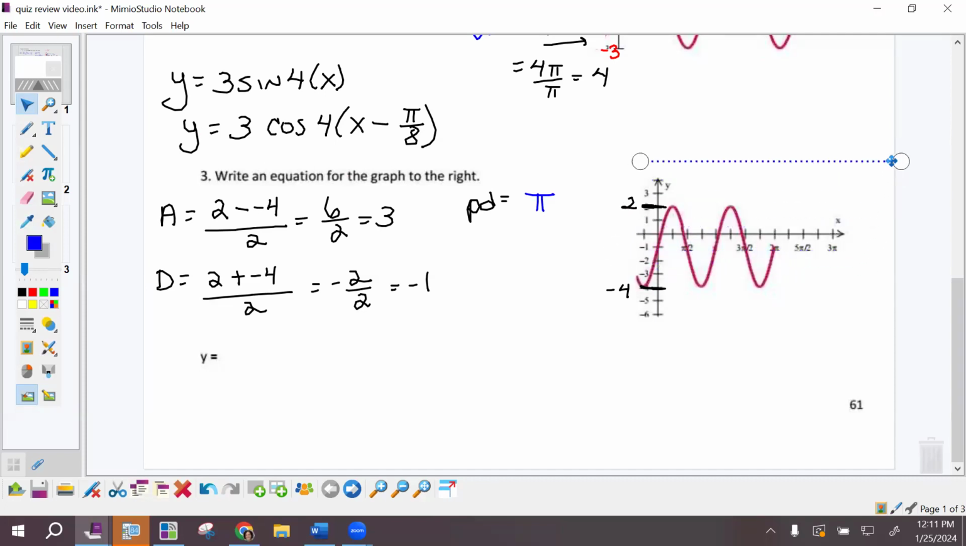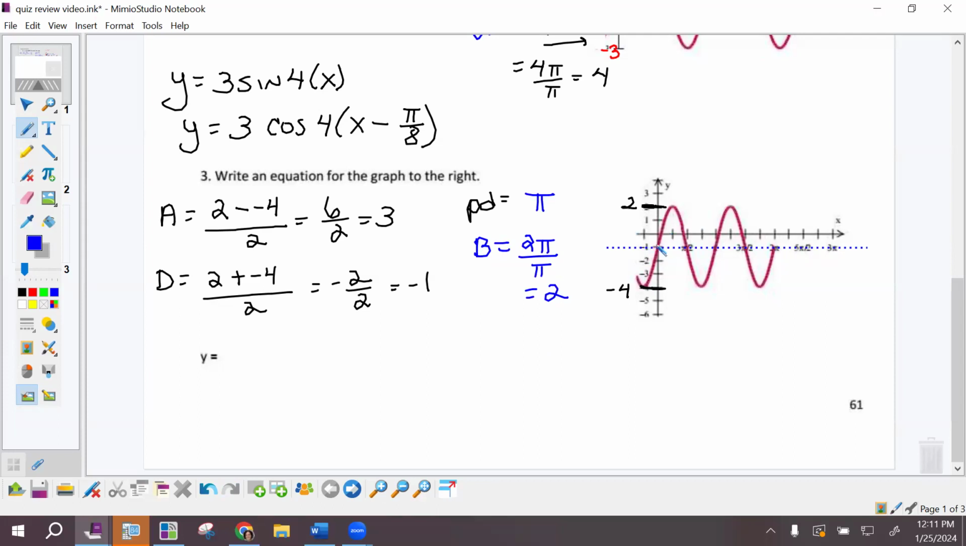The graph's right over it. You can't really tell. All right, I don't feel so bad now. All right, so the period's pi. Way better than that fraction I thought it was going to be. Which means the b value is 2 pi divided by pi, which is 2.